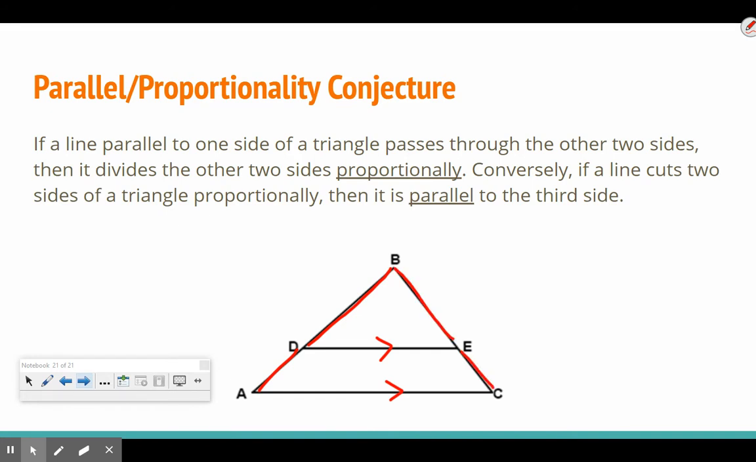Okay, conversely, it also works the other way, where if we know that these sides are proportional, so let's say 4, 8, 2, 4. Okay, if we know these sides are proportional, then we can say that that segment is parallel. So it works both directions.